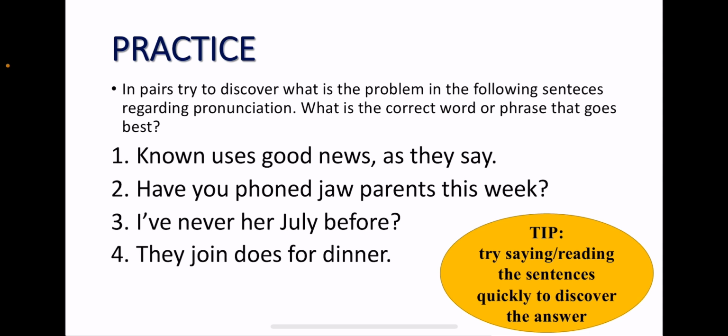Can you discover what is the actual correct sentence? That sentence is incorrect. Known uses good news, that's illogical. Number two, try to say number two very fast and you're going to discover what the correct answer is.